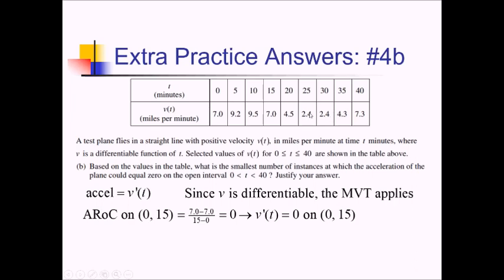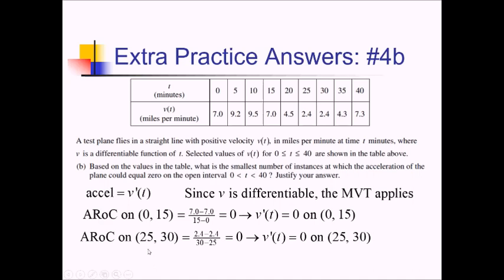Now, we're going to do the average rate of change just like we did here, except this time we're going to go from 25 to 30. So average rate of change there, we have 2.4 minus 2.4 over 30 minus 25. Comes out to 0, just like the other average rate of change, which guarantees by the MVT, mean value theorem, that v prime is 0 somewhere on 25 to 30. So overall then, we're guaranteed that v prime, also known as acceleration, is going to be 0 at least 2 places on the open interval from 0 to 40.